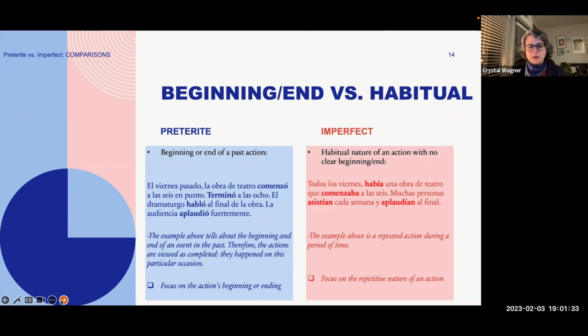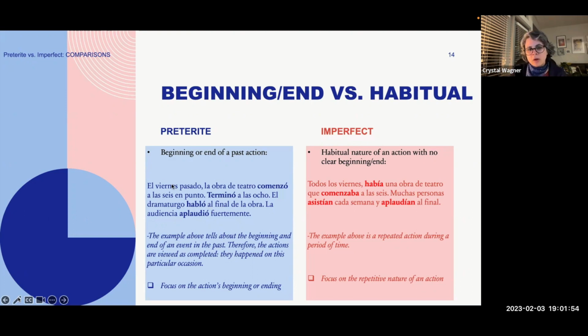So on the left, we have the preterite. On the right, we have el imperfecto. So I did say that for the preterite, one of those uses was beginning or end, right, of an action. And for the imperfect, it was the habitual nature of an action. So we have two different scenarios.